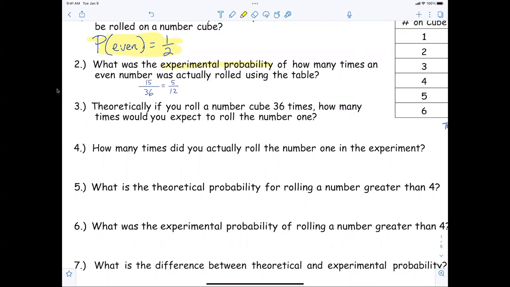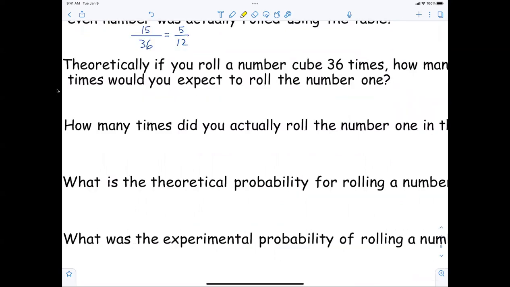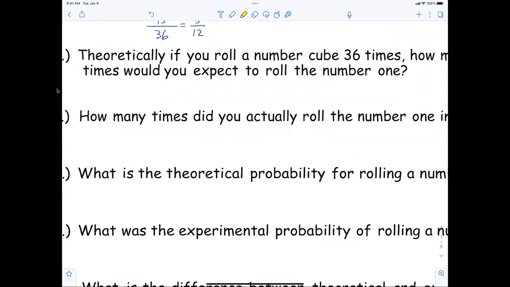Theoretically, if you roll a number cube 36 times, how many times would you expect it to roll the number 1? 6, because there are 6 numbers and 6 times 6. Is everybody with me? All right. Please, everybody put this on your paper, because I know when you take standardized tests, this is a weakness. I think it should be a strength. I don't think there's anything to it. All right. I know I haven't done it.